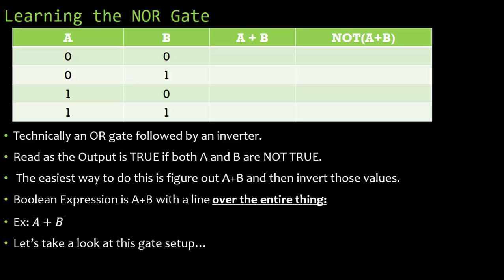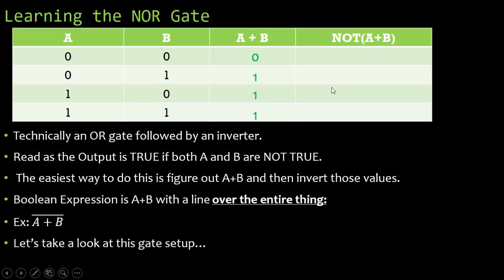When A is 0 and B has a value of 0 going through an OR gate, that gives us a value of 0. As long as at least 1 is true, we're going to get a value of 1. So B is 1. That meets the condition of at least 1 value. In the third row, A is 1. That meets the condition of at least 1 value being true. And then in the last row, A is 1, B is 1. That also meets the condition of at least 1 value being true.